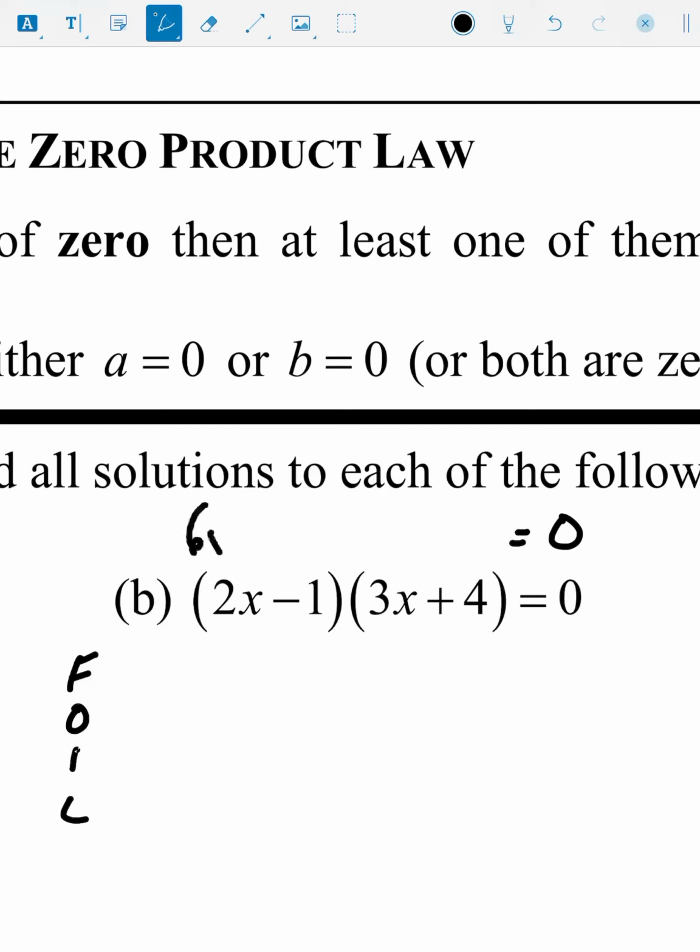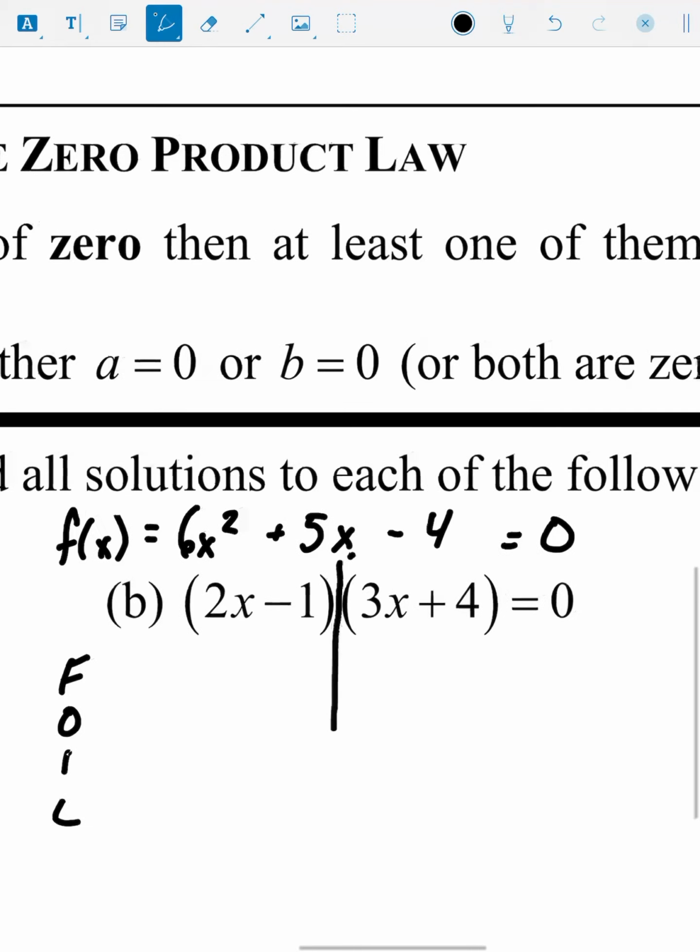2 times 3 is 6. x times x is x squared. 2x times 4 is 8x. Negative 1 times 3x is negative 3x. 8x minus 3x is 5x. Negative 1 times 4 is negative 4. So there's my original function.